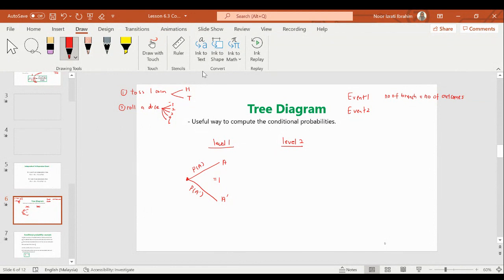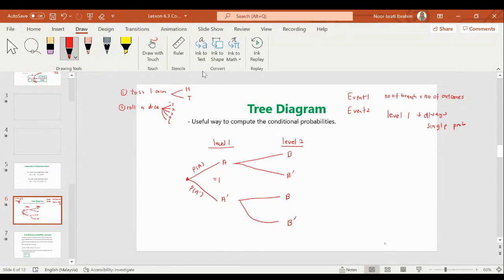The first level, level 1, is always a single probability. Now, from level 1, we move to level 2. Let's say level 2 is event B, with two outcomes, B and B prime. Again, the number of branches depends on the outcomes for the event. How many outcomes do we have for the event? If 3 outcomes, then 3 branches.